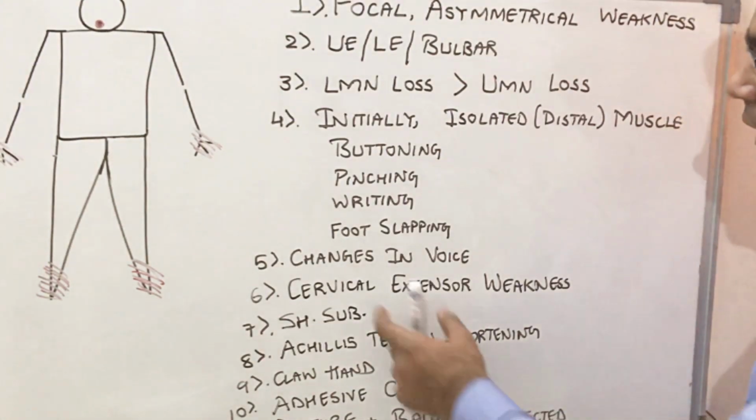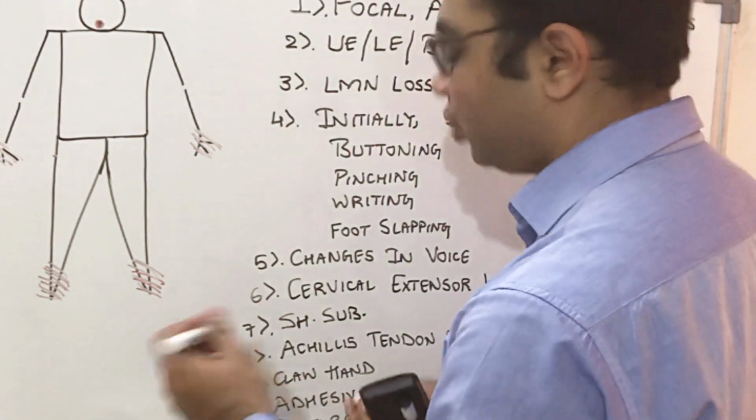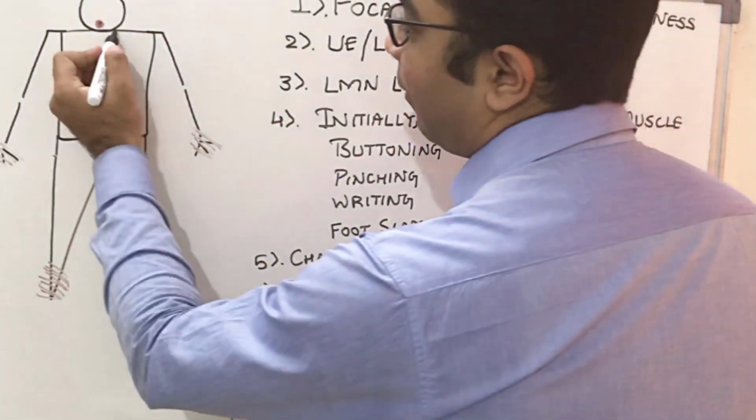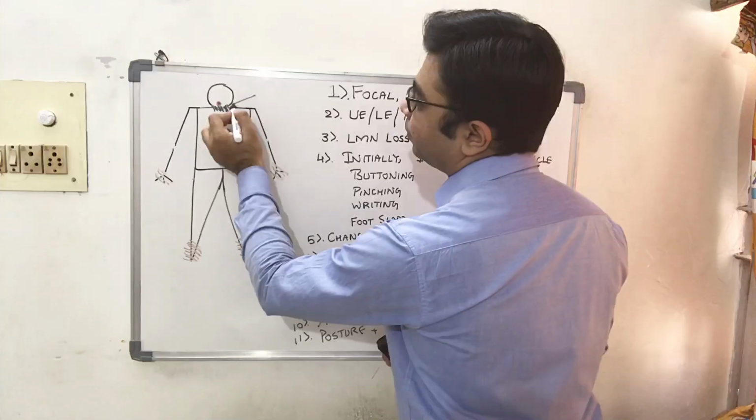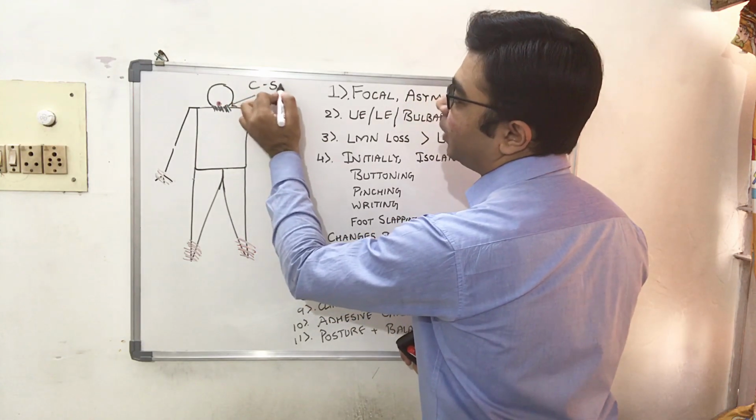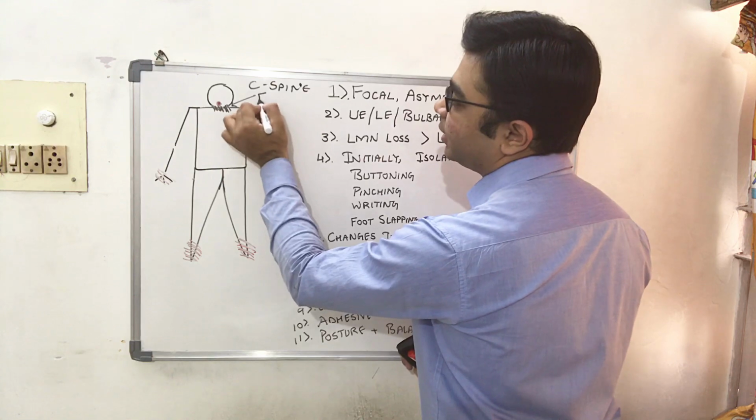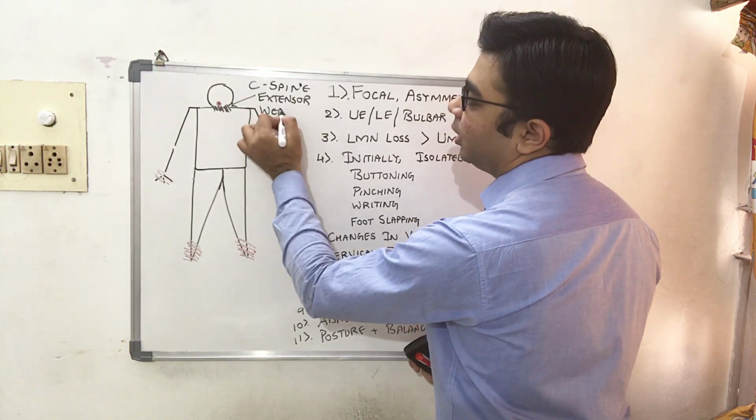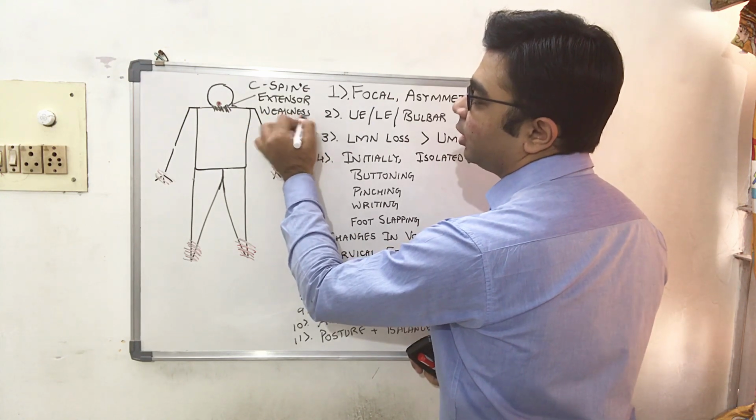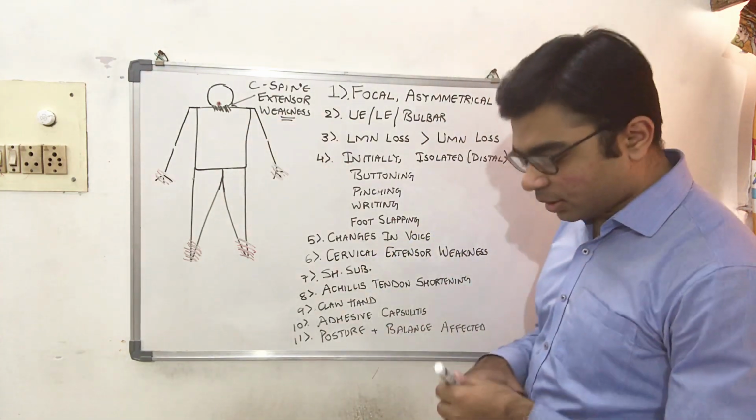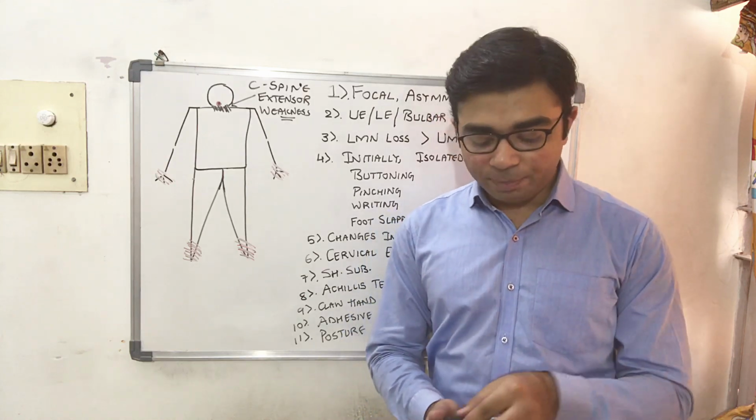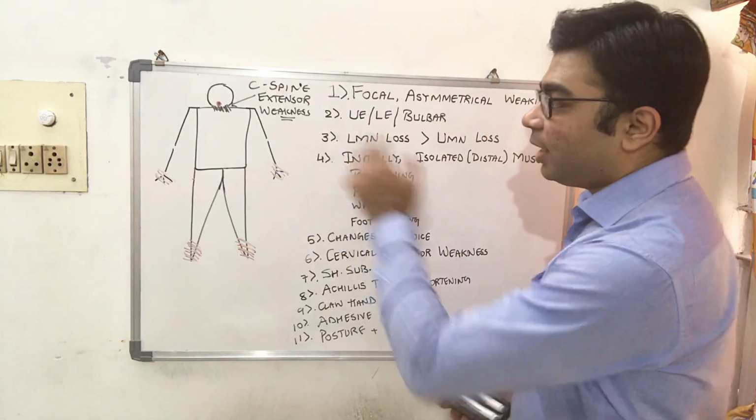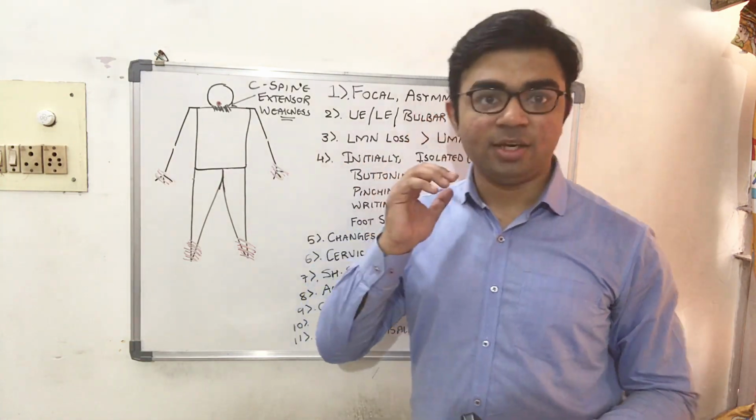Next thing is the cervical extensor muscle weakness, which is very common. Let me write it over here, the C-spine extensor weakness. Usually this causes the patient problems in ambulation as well as in feeding activities. So cervical extensor weakness causes the head drop sign, right?